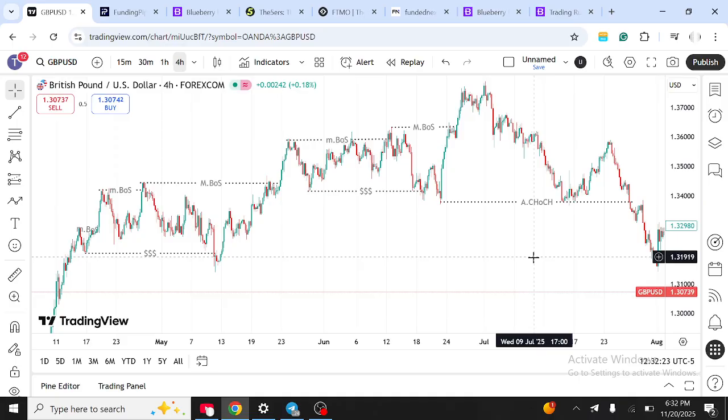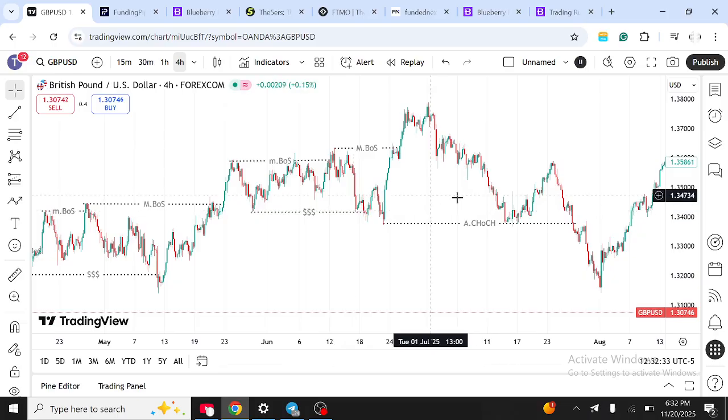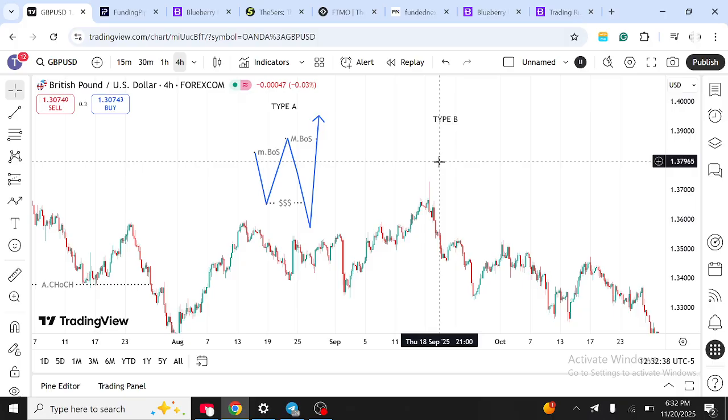Okay, now, I've actually done a series of videos that explain and identify this type A liquidity concept. But for today's video, our focus is on the type B liquidity concept. So let me show you the type B liquidity concept. The reason why I call this an advanced class is because it is a bit complex, but I'm going to break it down for you to understand.